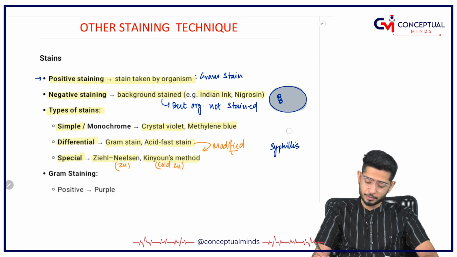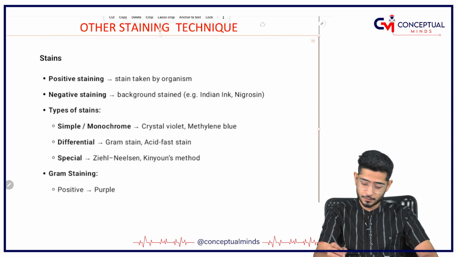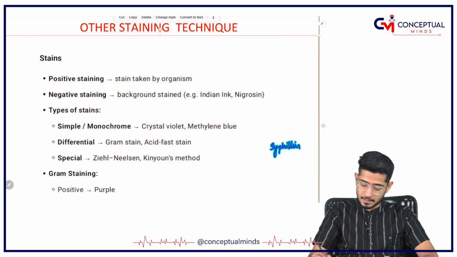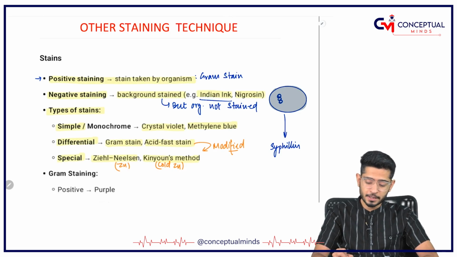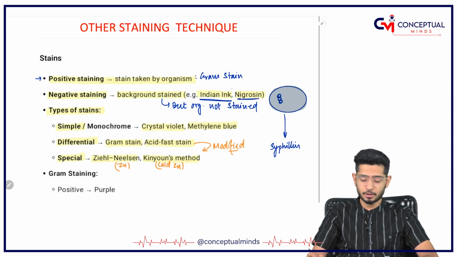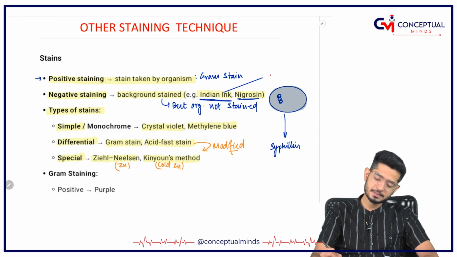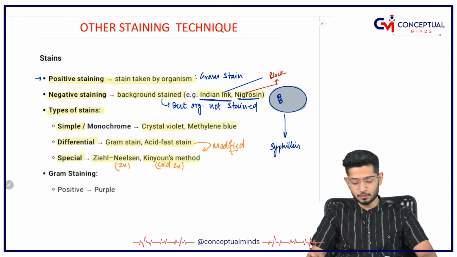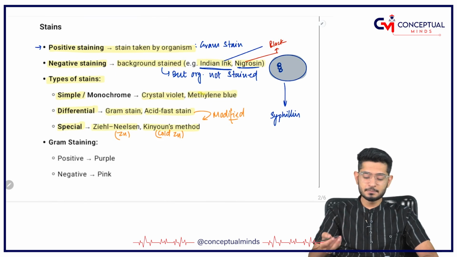You leave Cryptococcus, but syphilis is actually very important. Syphilis is a very, very important example of negative staining. Also like Indian ink, nigrosin, okay, black. Indian ink, remember it just like it's a black ink. Nigro means black, so nigrosin is again black. Then you have got a simple stain. Simple stain means like methylene blue is a simple stain.